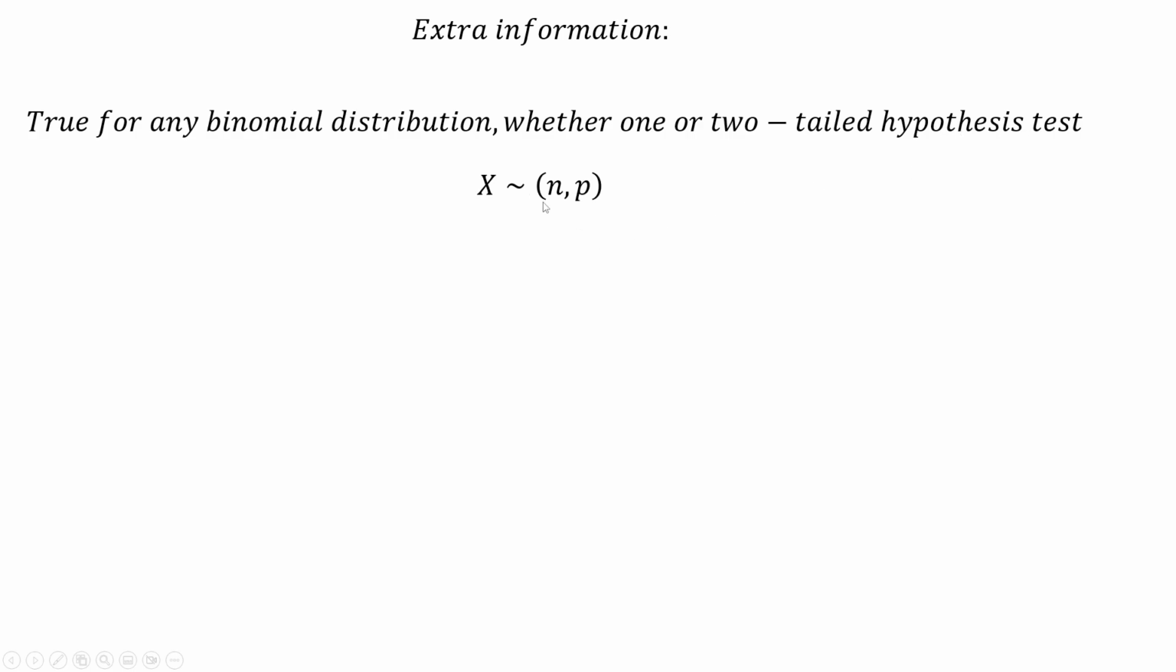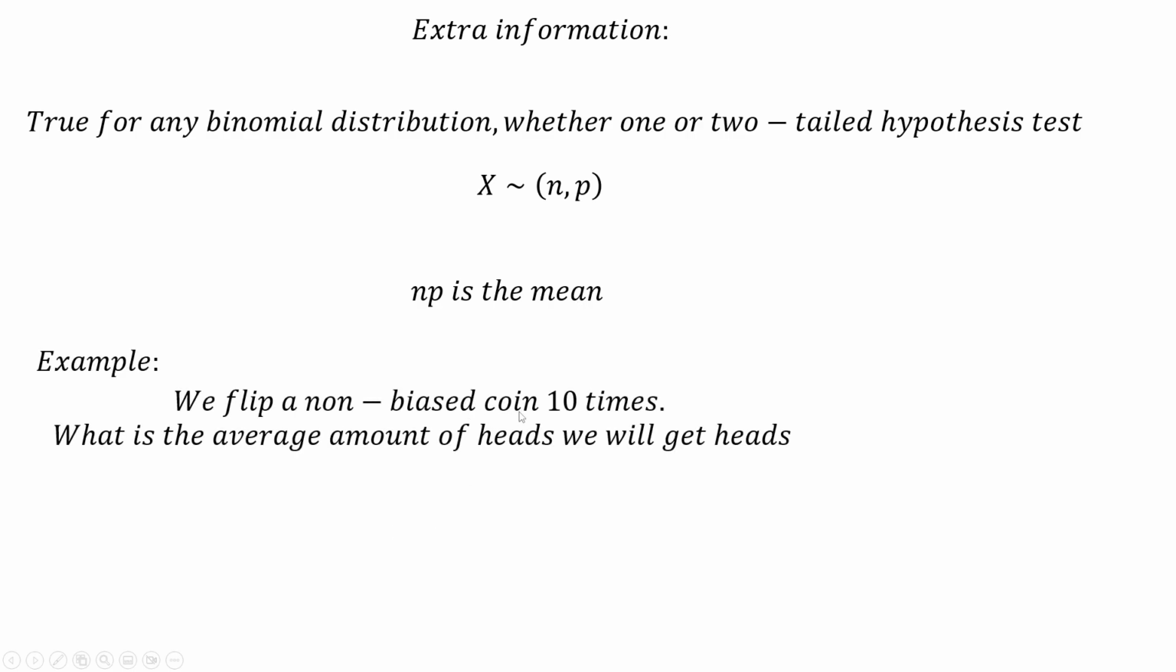So if you have X distributed binomially, I've forgotten the B so many times. I think it's just because I've copy and pasted equations over. But n times p, so np, is the mean. For example, we flip a non-biased coin 10 times. What's the average amount of heads we will get? Okay, I've remembered the B this time. It's non-biased, so 50%, which is 0.5. So the amount of times that we expect to get heads is 10 times 0.5, which is just 5 times.